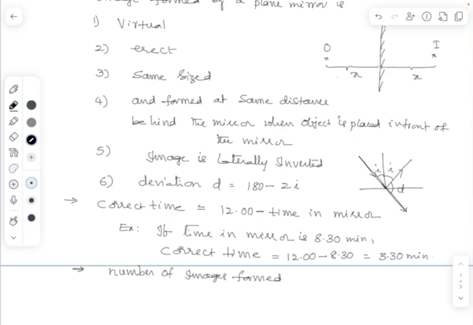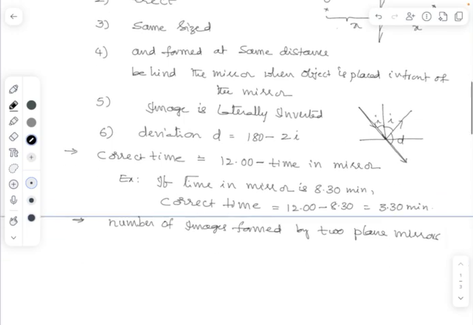Number of images formed by two plane mirrors inclined at an angle theta is N equal to 360 by theta.